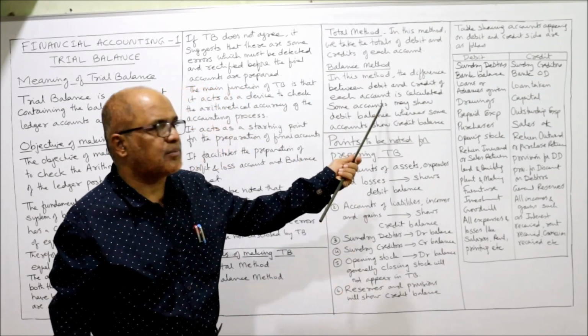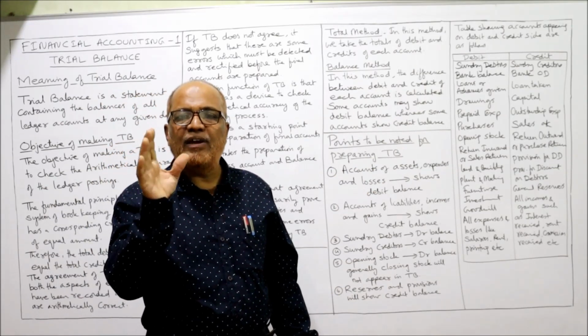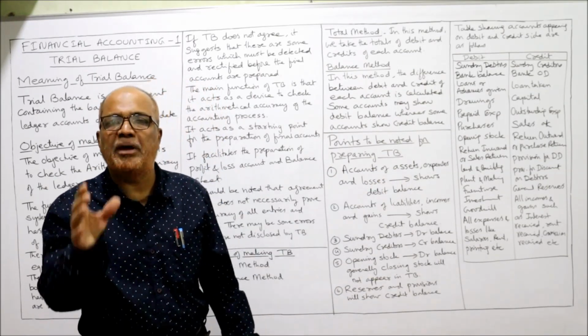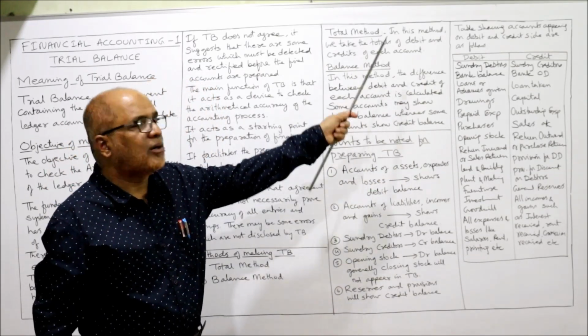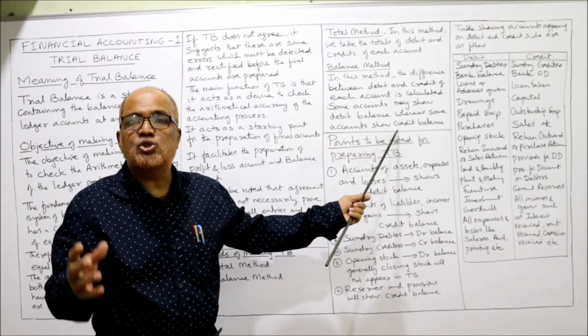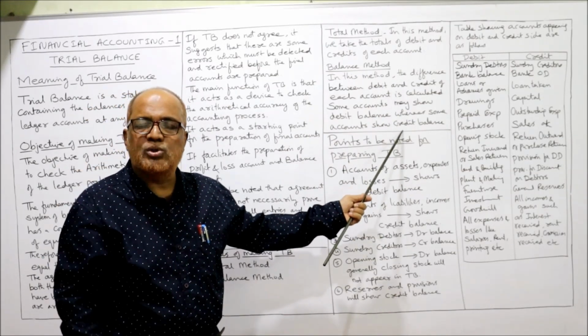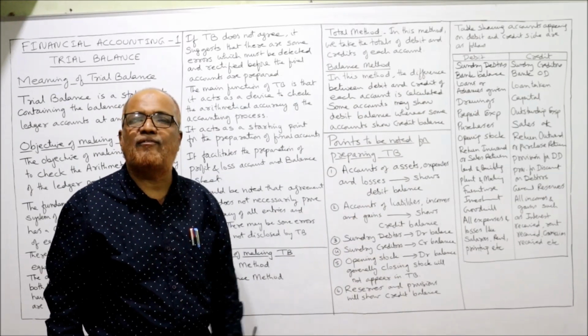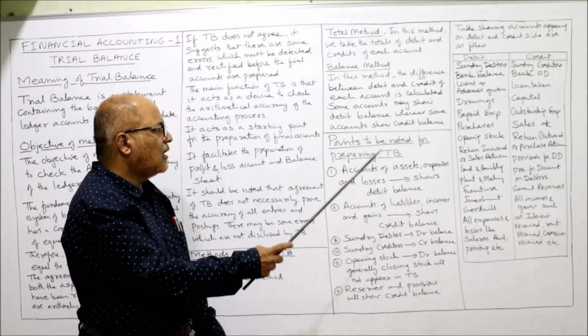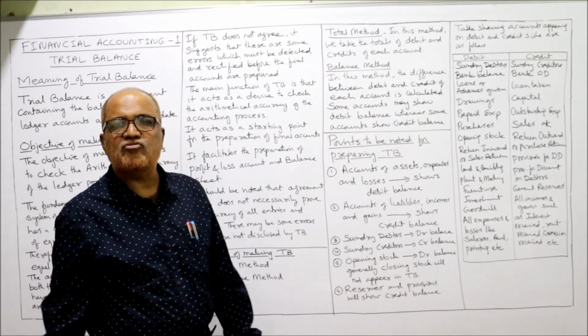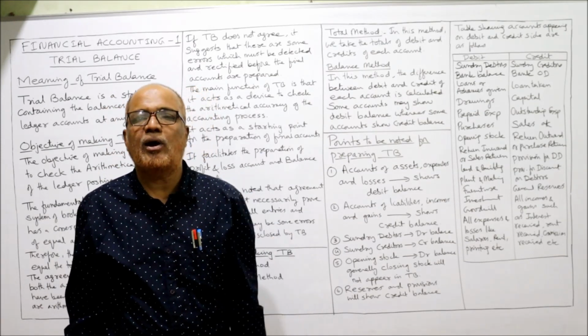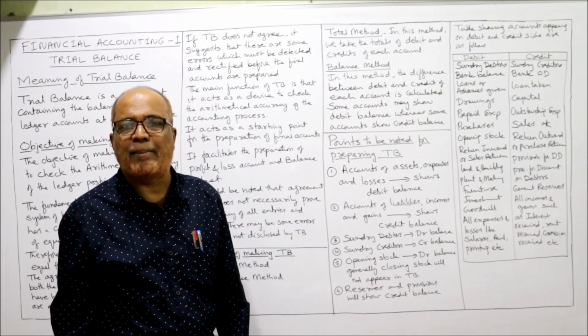This is called balance method. So normally, we follow balance method of making the trial balance. We won't follow total method. Balance method is the superior method because by using this balance method, we can easily make the financial statements. Now, points to be remembered for preparing trial balance. Next video I'm going to make on problems on trial balance.